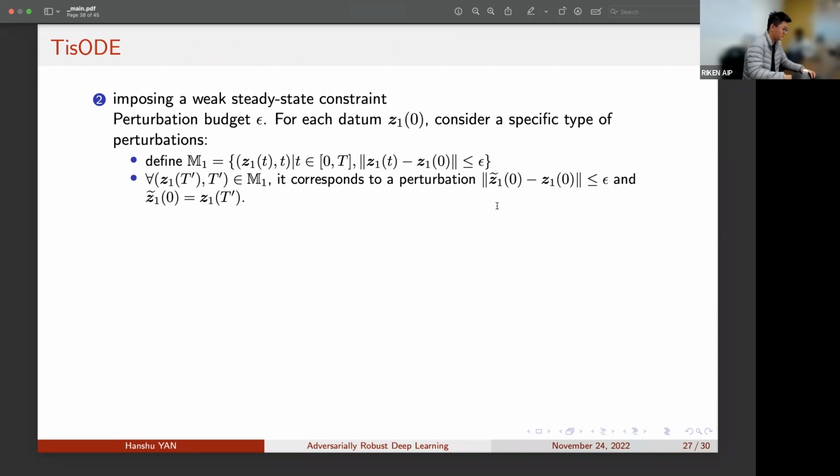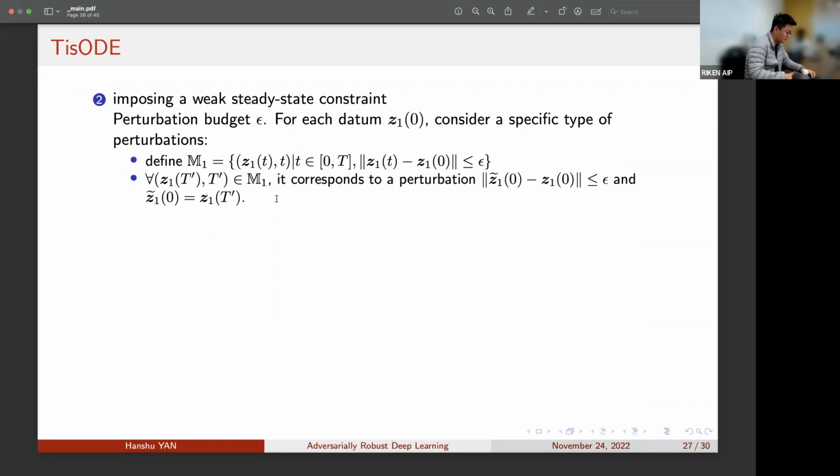Then we impose a weak steady state constraint to it, because the robustness of the model is always decided by the local smoothness, meaning the difference between the outputs of the perturbed inputs. So we work on some datum z1, and we are interested in a certain type of perturbations, a subset of perturbations of z1. How can we choose which ones? So we define a set M1. The M1 is a set of state and time pairs. Each element is collected from the whole trajectory of z1. Which pair?